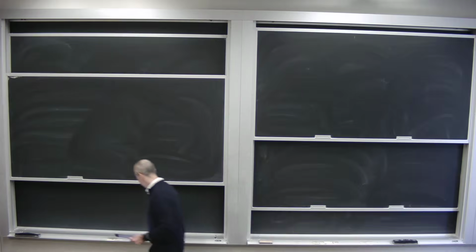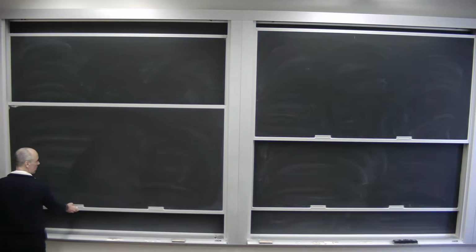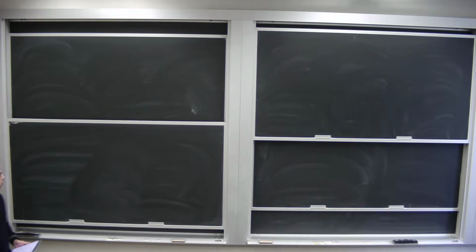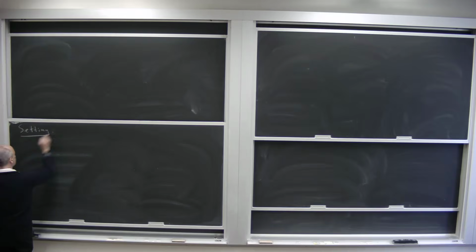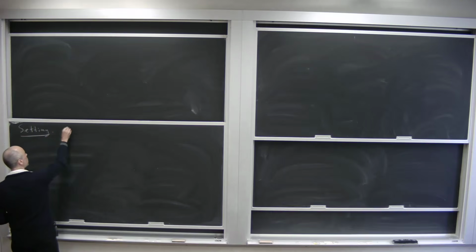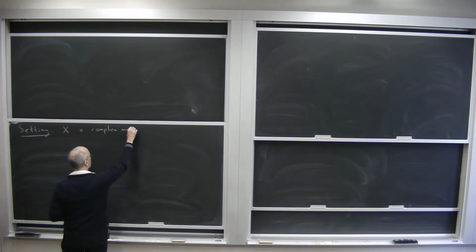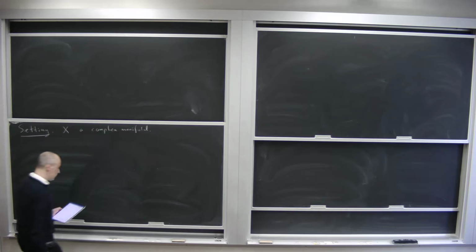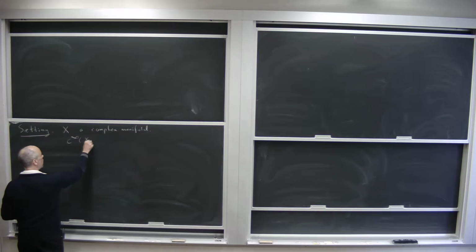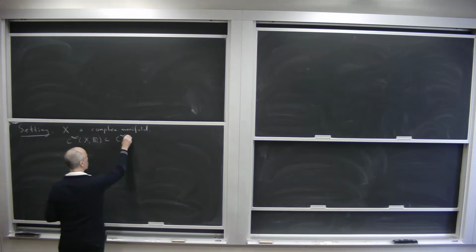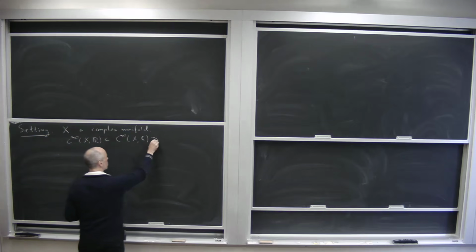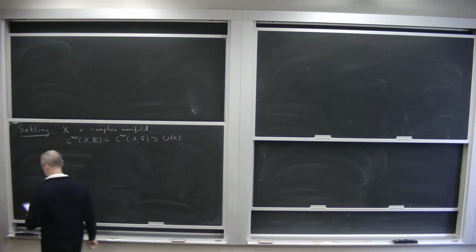Okay, so I will start with describing the setting just to set the notation. So I will start with the setting of things that will happen. So I'll have X. It's a complex analytic manifold. And I will consider functions of various kinds. I will consider the real valued functions, then smooth complex valued functions, and then, of course, also holomorphic functions inside.